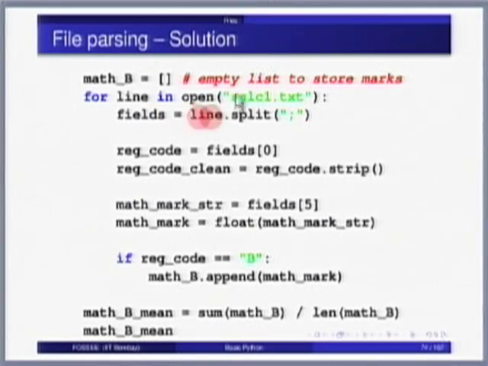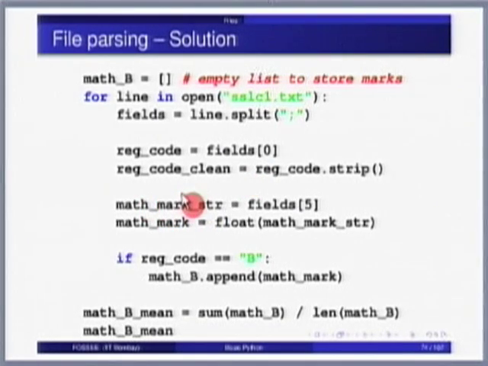What are we doing? We are reading every line. Each line we are splitting based on semicolons. Then we find the region code as the first element of that list of fields. Then we strip that so that we remove any unnecessary spaces. Then we go to find the math mark, which is the sixth element, so fifth index. So fields of 5. Now this is a string. We convert this to a floating point number. If region code is equal to B, math B dot append mark.